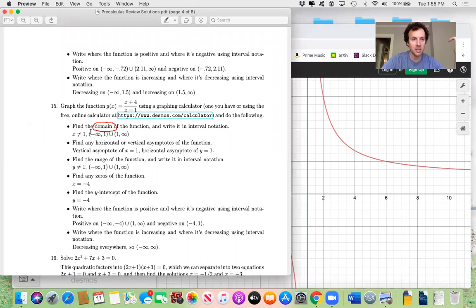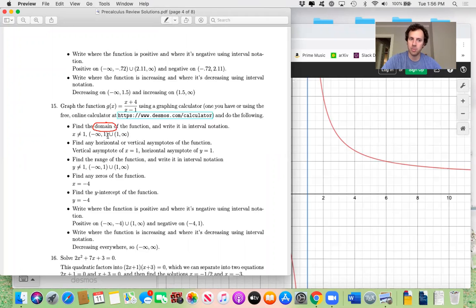So the domain is everything except 1, and we write this in interval notation. So how we read this is we're beginning at negative infinity, which means we go all the way down through the negative numbers. We go up to 1. We don't want to include 1, so we skip over it.